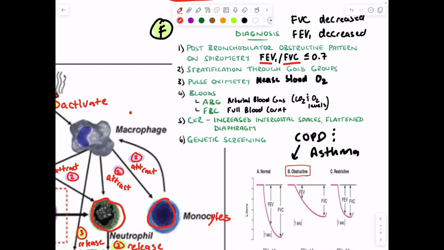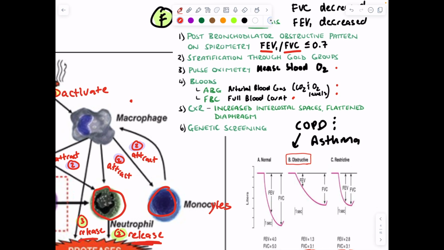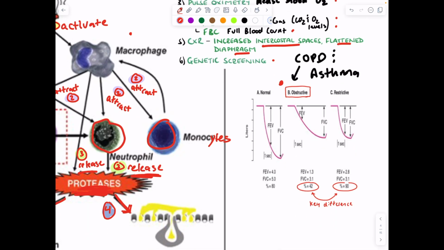You can also do a couple of different things: pulse oximetry, and then some blood work to look at the O2 content in the blood, and then get a blood count. Chest x-ray can help. You generally see increased intercostal spaces and a flattened diaphragm, and then you can do genetic screening. This is just a reminder that COPD and asthma are obstructive pulmonary diseases, and you see a decrease in our dynamic lung volumes.